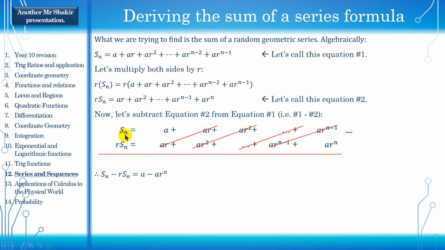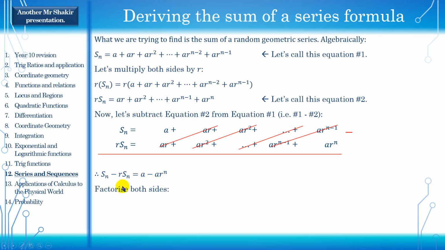So basically, S n minus r S n, so the first equation minus the second equation, the left-hand side will look like this, right? That minus that, that's the left-hand side. On the right hand side, after you've subtracted everything and cancelled everything out, you're left with a minus ar to the n. There were no like terms for these two to get cancelled out by, right? So a minus ar to the n.